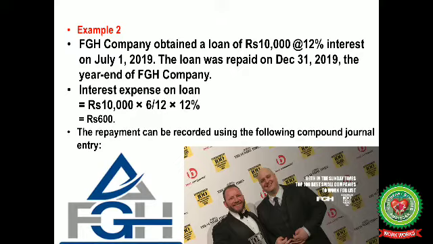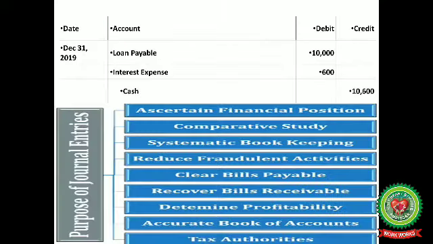In such a case, the following journal entry will be passed. So here loan payable account debited 10,000, interest on loan account debited 600, to cash account 10,600.